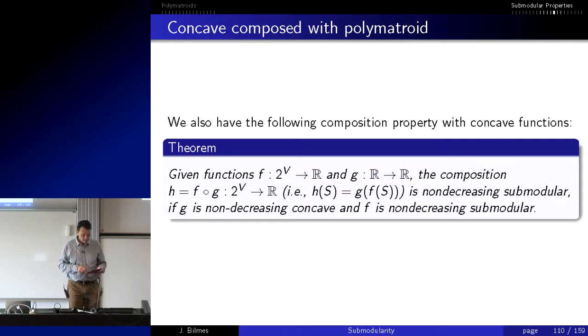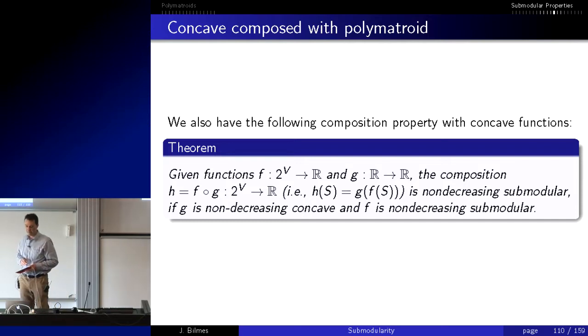So here's another one that's useful: you can compose a non-decreasing concave function with a monotone non-decreasing submodular function and preserve submodularity. Because you can take a concave function and apply it to a submodular function, and there are cases where that preserves submodularity. In fact, the well-known example of a monotone non-decreasing concave function applied to a modular function gives us a submodular function.